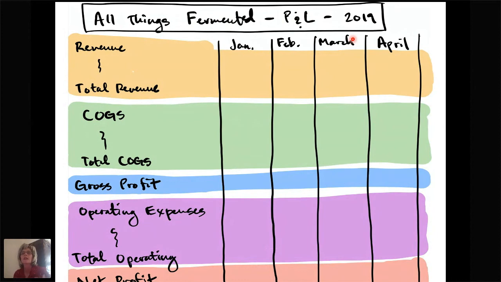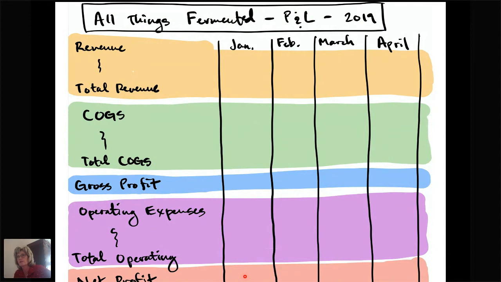But one thing I want to point out, all things fermented, it's our P&L. We have a date, 2019, presumably all of 2019. Squiggly lines here mean there's multiple different types of revenue. There's multiple types of operating expenses. It's probably going to be a legal piece of paper, but you can do this. You can handwrite this out. You can color code it if you want to. We just did that so you could see the different categories, but that's what your handwritten P&L looks like. And that's where most of us start when we're starting a business.